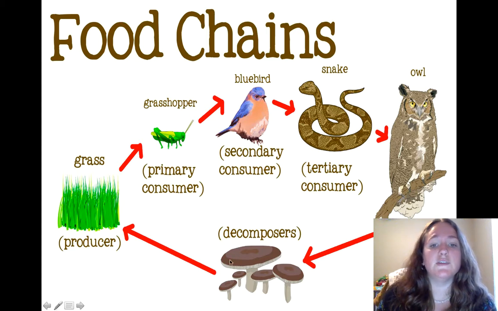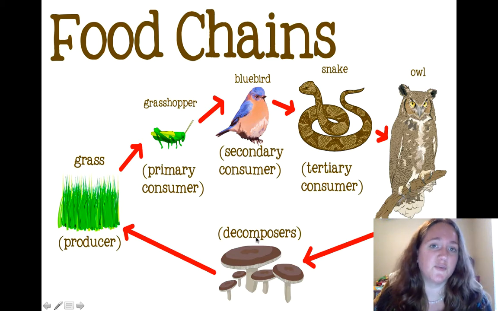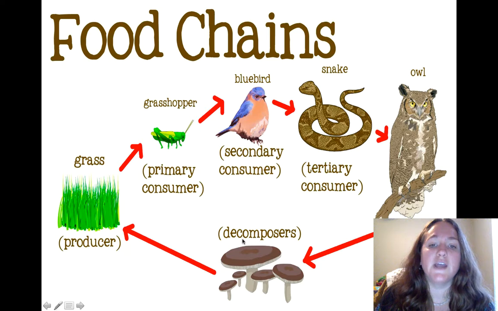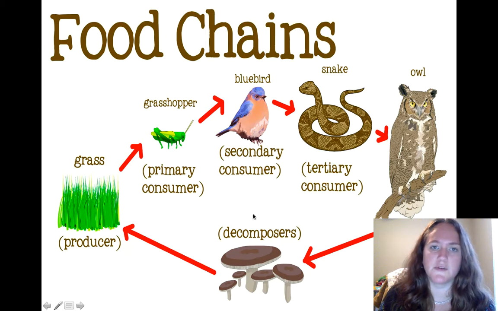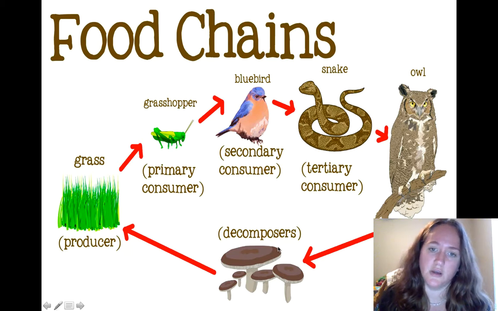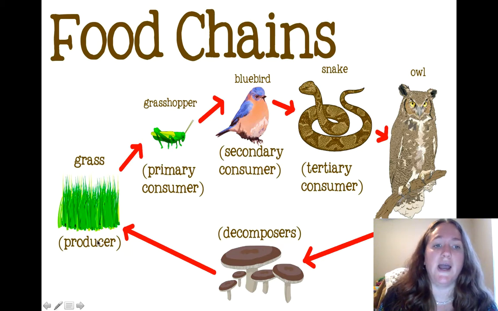The other thing is you have decomposers like mushrooms, earthworms, and bacteria down here, which are decomposing and taking energy from all of these organisms. So really there should be arrows going from the grasshopper, the bird, and the snake as well. And that's putting the nutrients back into the soil.